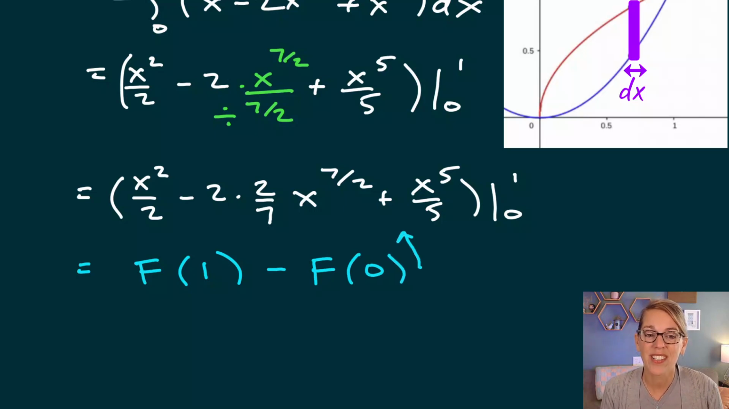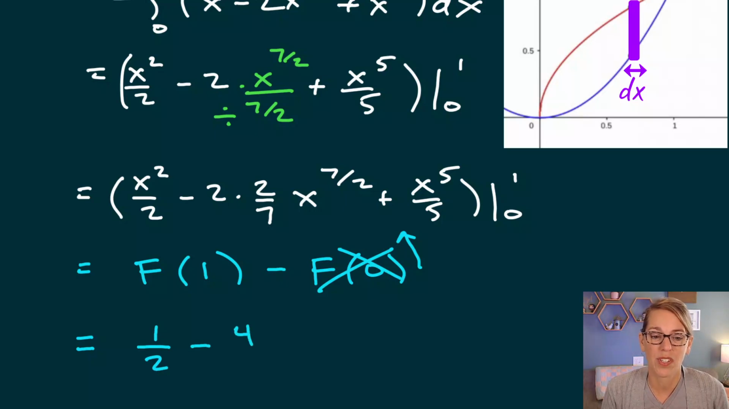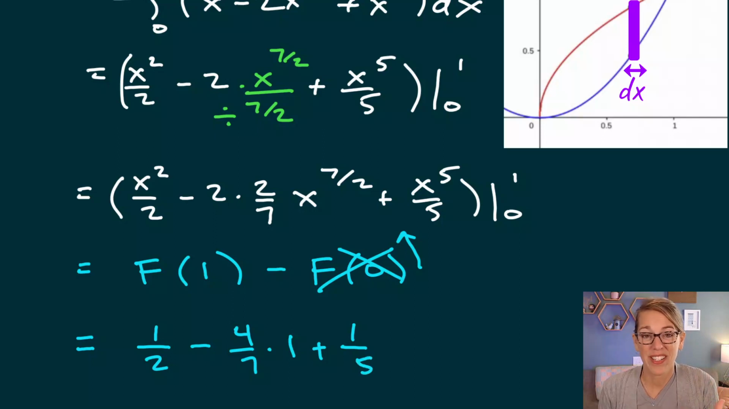But take a look, every single term in my antiderivative has a 0 in it. So when I evaluate it there, it's just going to be 0 minus 0 plus 0. So I don't need to worry about this. Let's go ahead and evaluate our antiderivative at 1. That's going to give me 1 squared over 2, which is just 1. Minus 2 times 2 is 4 sevenths. 1 to the 7 halves is also 1, plus x to the 5th, so that's going to be a 1 divided by 5.